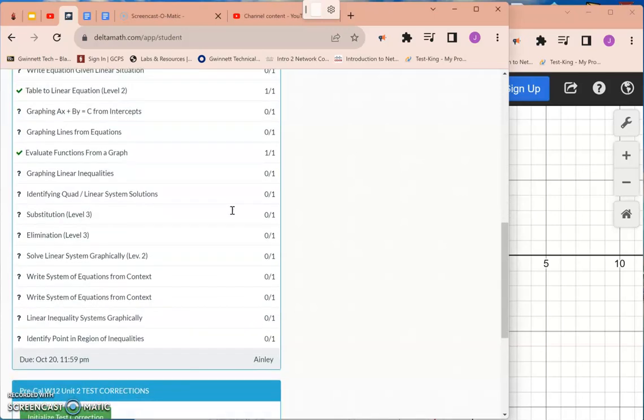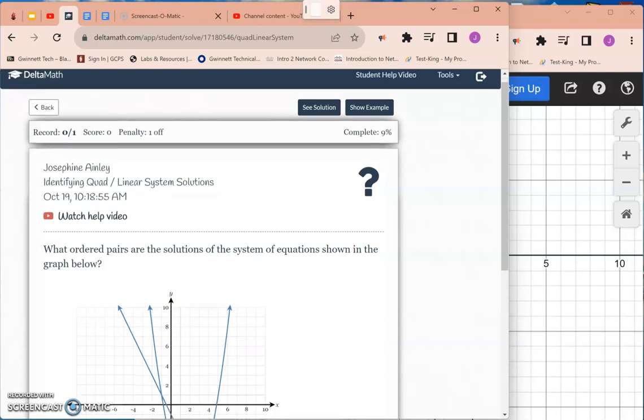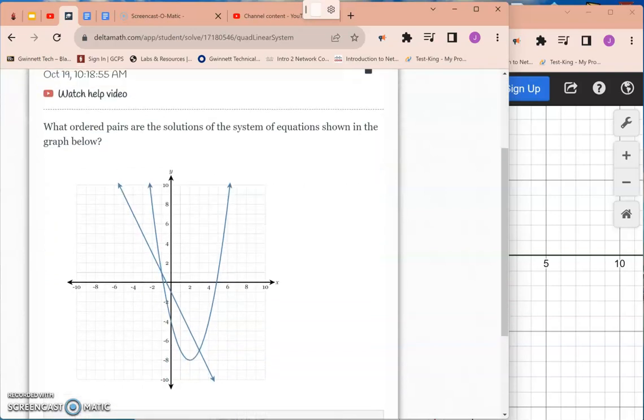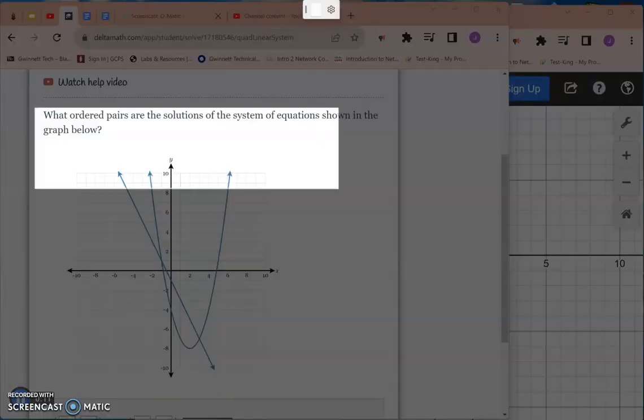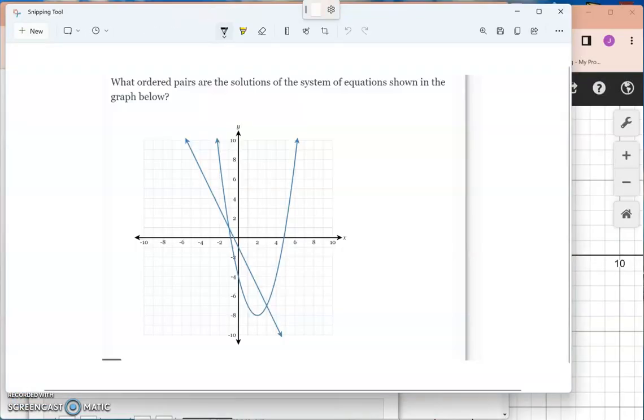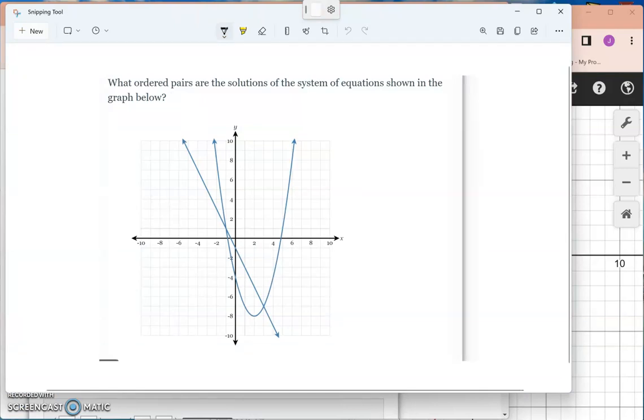All right, so we're going to take a look at identifying quadratic and linear system solutions. These are pretty straightforward. Remember that anytime you have a system of equations, the solutions are the intersections where the lines cross each other. So where does this quadratic cross this linear? It crosses right here. That's a solution, and this is a solution.